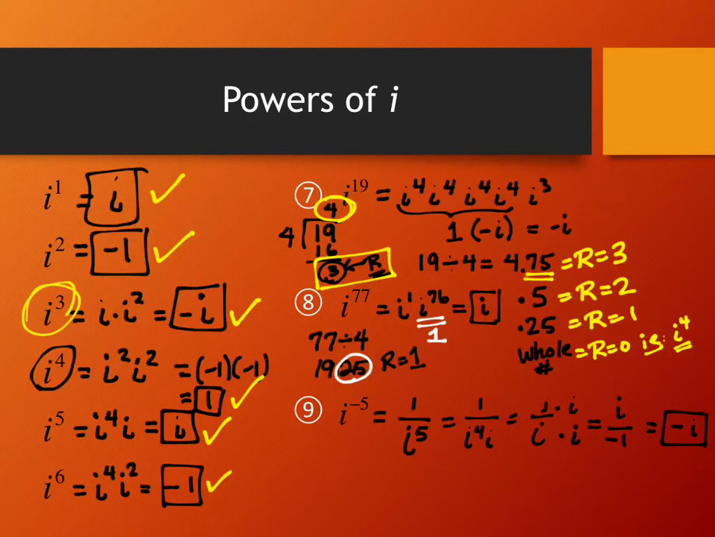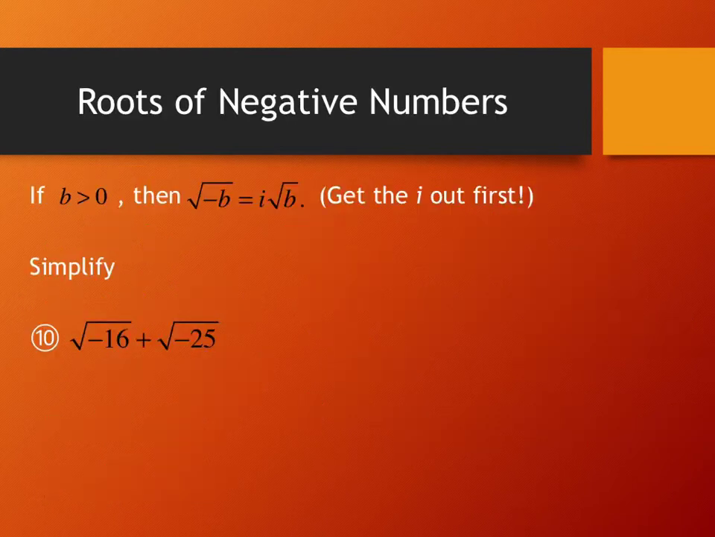All right, so we kind of jumped in the middle of what i is doing, but we didn't actually start where i starts. i actually comes, of course, from having negatives underneath radicals. So in particular, if you had something that wasn't a -1, but it was negative something else, there has to be a way to separate those, and in fact, there is. So we're going to talk about roots of negative numbers. If b is greater than 0, then the square root of -b is equal to i square root of b.